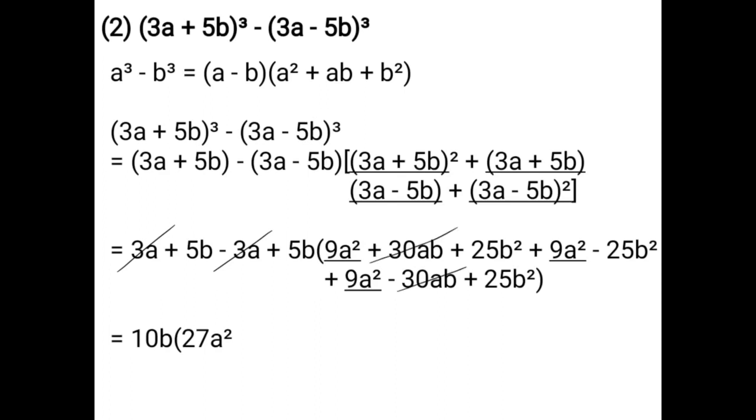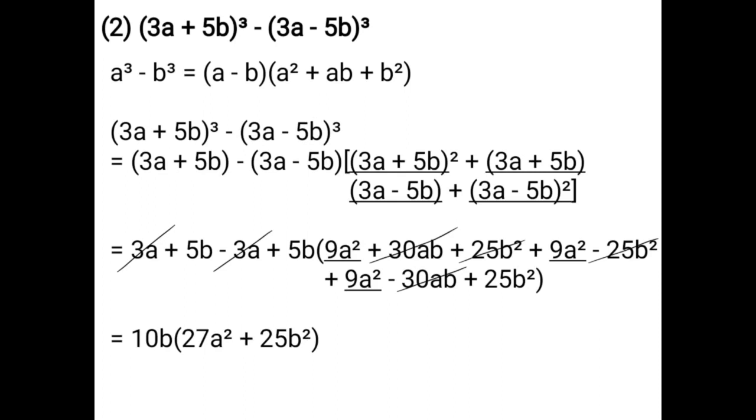Plus into minus is minus. Any number you are subtracting from itself, the answer is 0. So that's why you have to cancel. Plus 25b square minus 25b square gets cancelled. So what will remain? Plus 25b square. 10b in bracket 27a square plus 25b square.